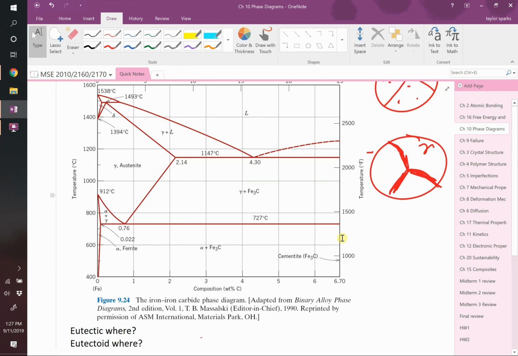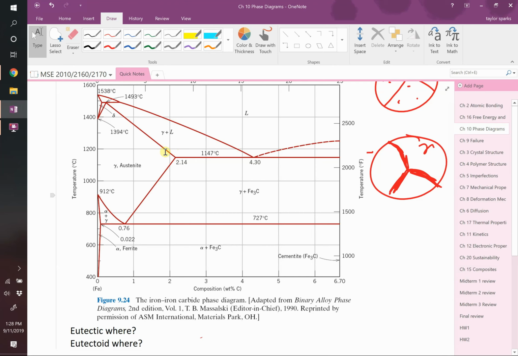When you do the lever rule, it only works in a two-phase region. You cannot do the lever rule in a single-phase region because the lever rule, by definition, tells you the weight fraction of two phases. And so you can't do it in the liquid region. You could do it up here, say at that little gray spot where it intersects. You'd look at where it intersects right here, which is about 3.9, 3.8. And on the left, it intersects at about, call it, 1.8 or 1.9. Yeah, you could do it that way.